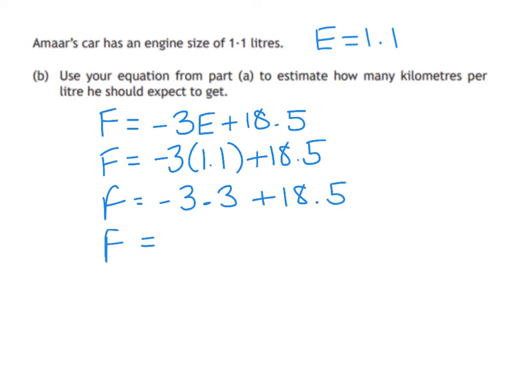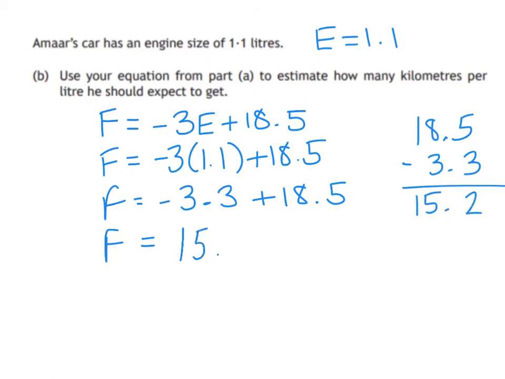Now, if you're finding it difficult to go from minus 3.3 and add on 18.5, that is just the same as reading it the other way around. It's 18.5 take away 3.3. For some reason, that suddenly looks a lot easier. That gives us 15.2. So our fuel consumption is 15.2 kilometres per litre. Units wouldn't be important here though. You would get away with just writing 15.2 for this one.